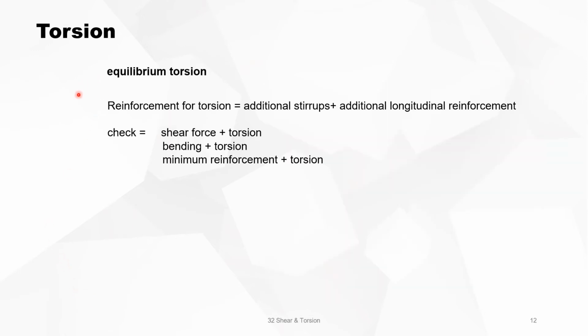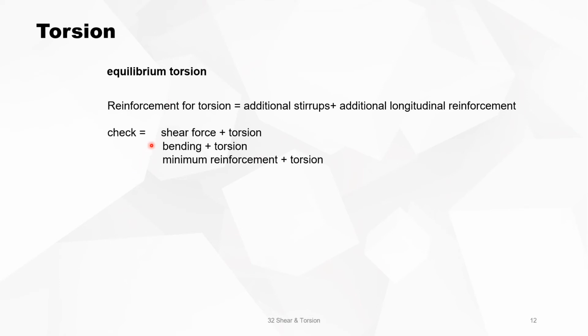For equilibrium torsion, we have reinforcement for torsion plus additional stirrups plus additional longitudinal reinforcement. But we should not forget that the additional longitudinal reinforcement is not only on the tension side of the section, but it's in the whole circumference of the section. So we must not forget that.